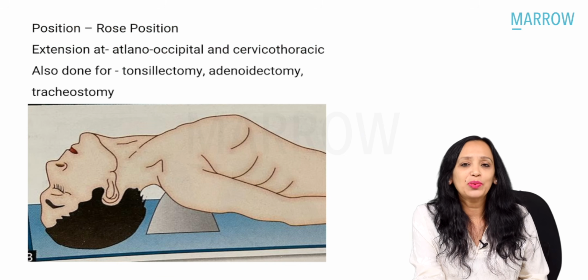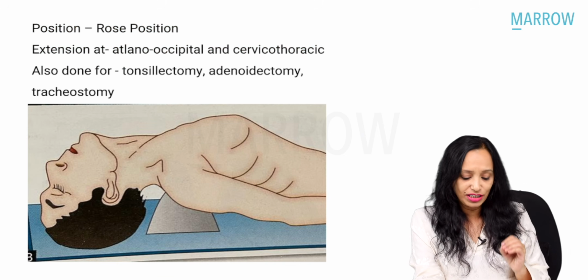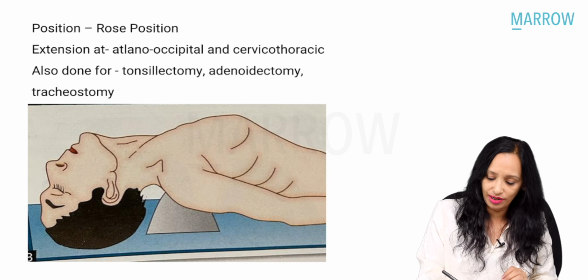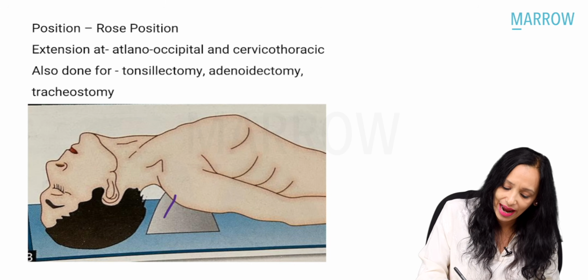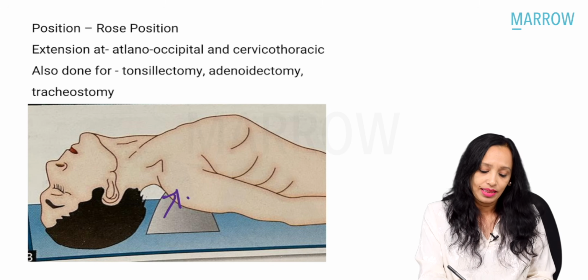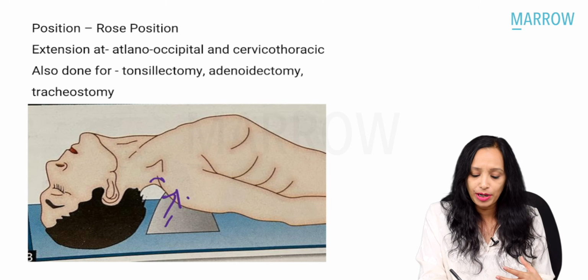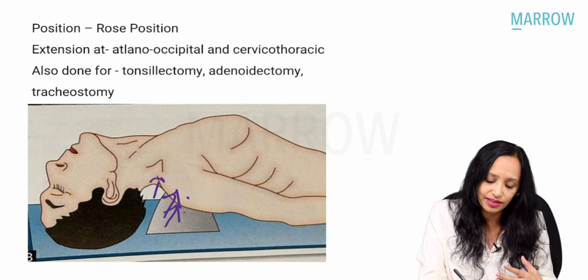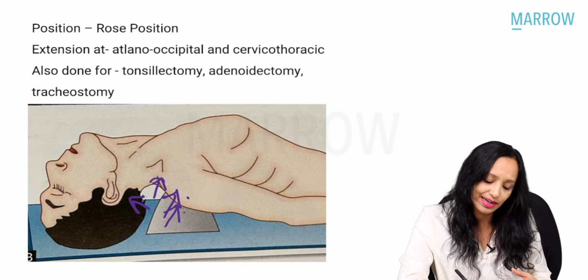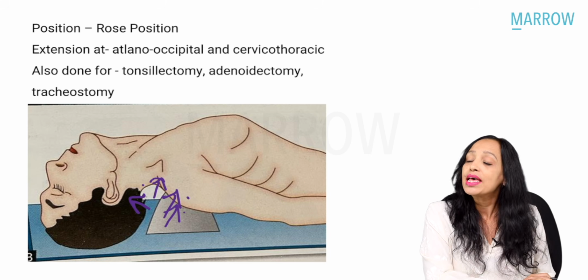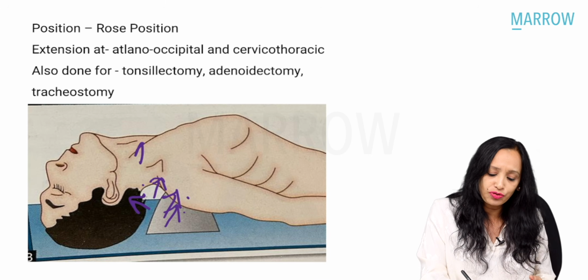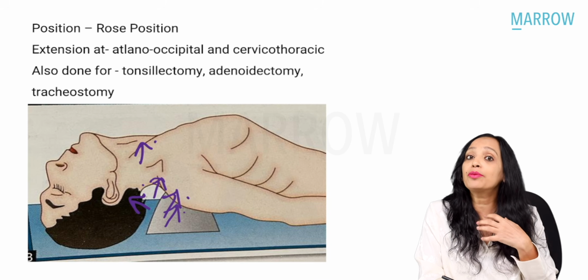Another spot diagnosis. What is this? Yes, this is the Rose's position. What we do here is that we do extension at the cervicothoracic joint by placing a sandbag below the shoulders. So, there is extension at the cervicothoracic as well as at the atlanto-occipital joint. This is done because we want the neck, the trachea at a prominent position.